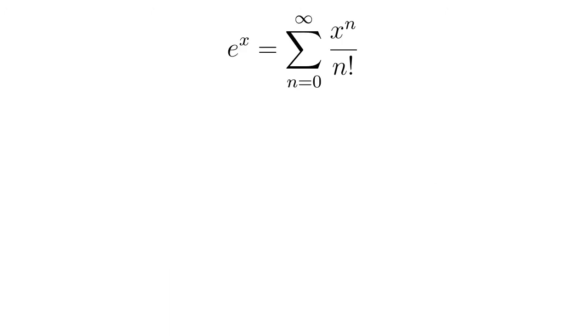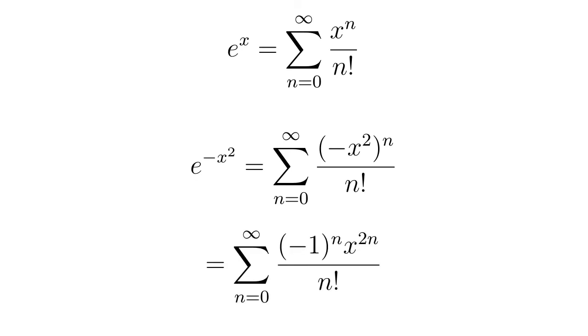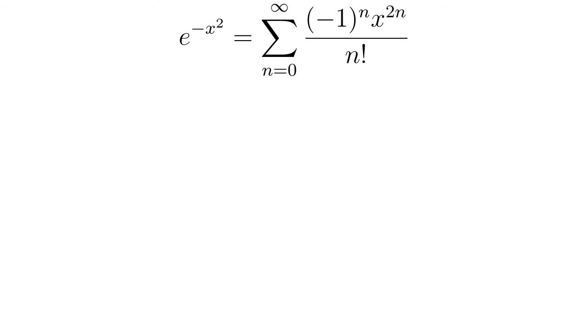Let's take the Taylor series for e to the x. It's the sum from n equals 0 up to infinity of x to the n over n factorial. To get a power series for the Gaussian function e to the negative x squared, we can simply substitute in negative x squared for every x. So we end up with the sum from n equals 0 to infinity of negative 1 to the n x to the 2n over n factorial. Now we have something we can integrate.